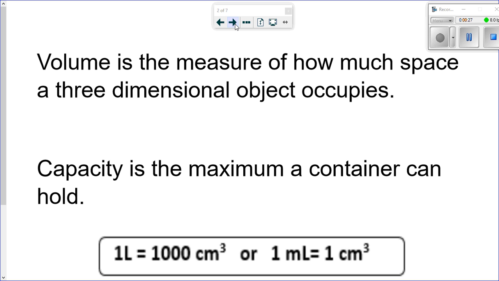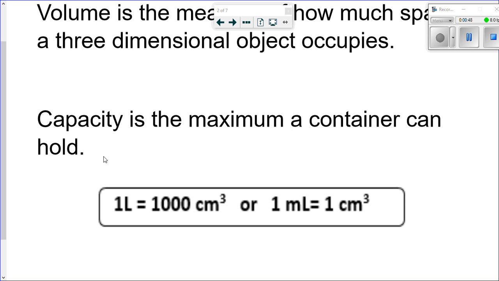So volume is the measure of how much space a three-dimensional object occupies. Length is only how far things go in one direction. Surface area, I never like the definition. It's the number of square units that occupy the surface of a shape. I like to think of it as, where does the paint go?